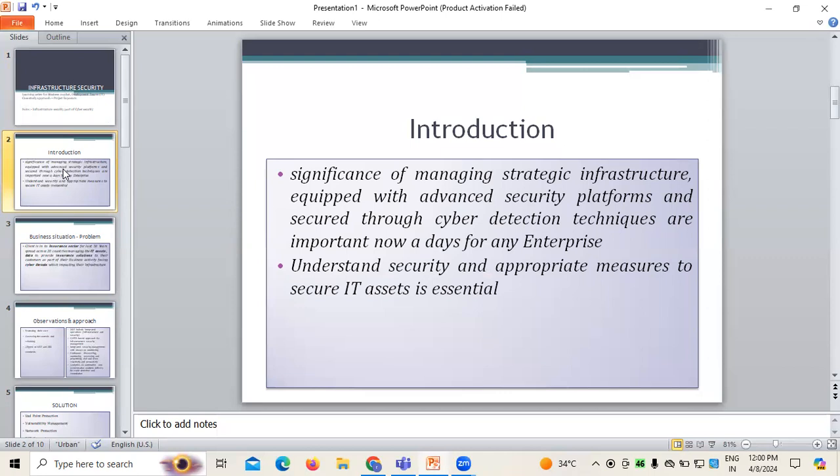Along with this, as far as infrastructure is concerned, understanding security and what kind of appropriate measures to take to secure IT assets is also essential for any organization. Infrastructure security and infrastructure management are key and important elements for any organization, because whatever data they want to maintain has to be protected. So infrastructure has to be protected at a high level.